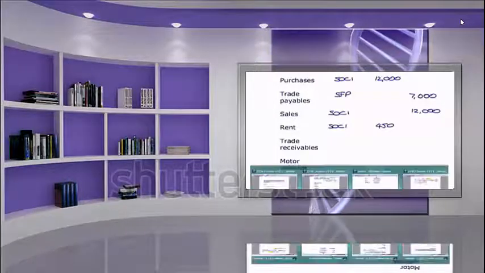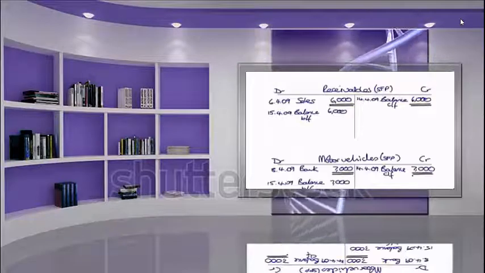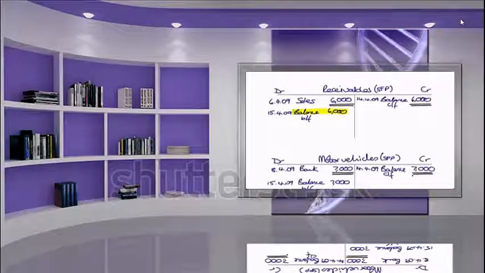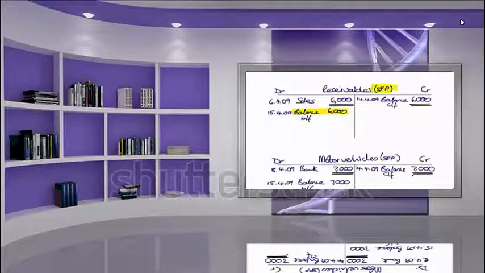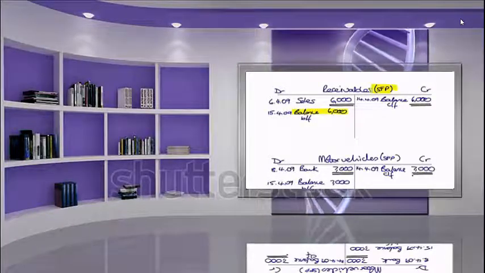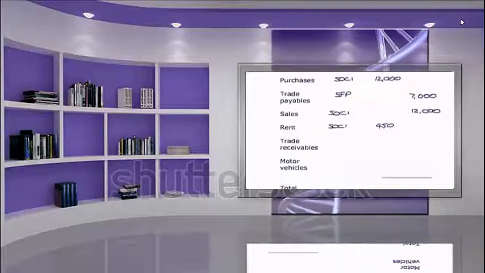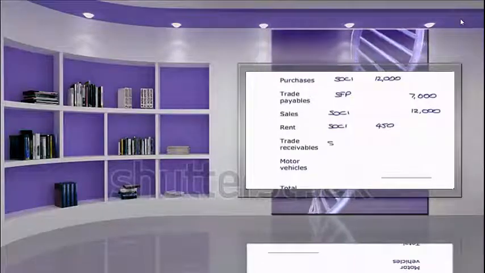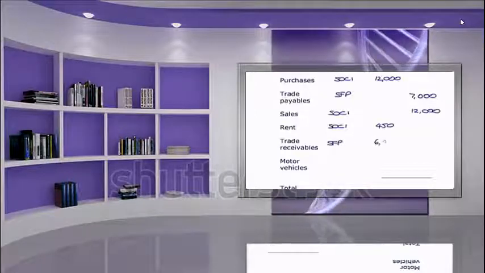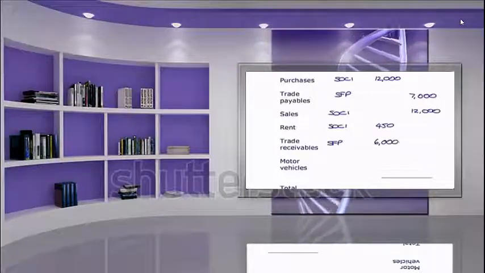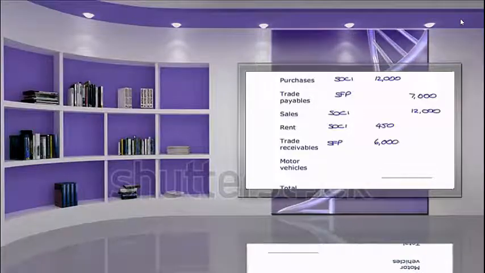Okay, next account then, trade receivables. Trade receivables, $6,000 balance brought forward on the debit side, and that is a statement of financial position item. Remember, it's an asset. In our trial balance, trade receivables goes to our SFP, $6,000 would go into the debit column.